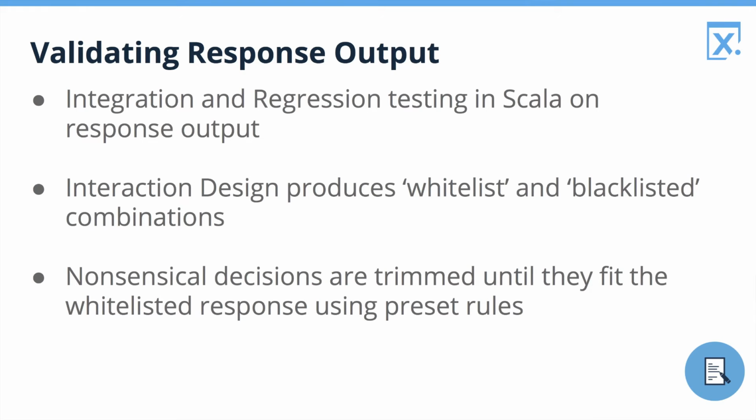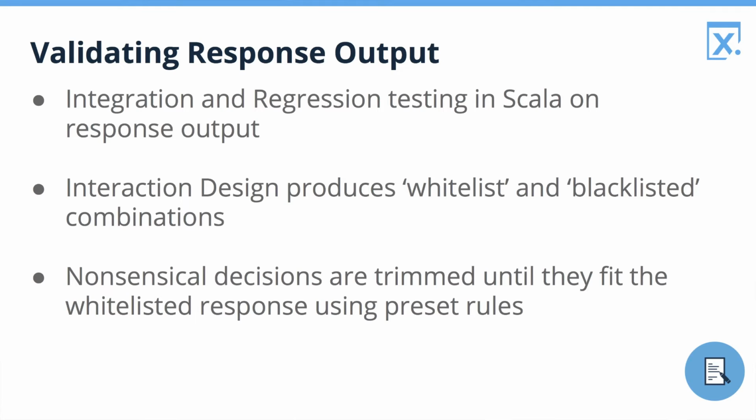So we have a lot of different kinds of validation on our response output in addition to our type-safe checks. We have integration and regression testing in Scala. There's another open source library called, I think it's just called diff, that helps you actually visualize the difference in your output. So you can compare two versions of the application against one another and visualize the difference in all of the data structures and all of the responses that get passed on to the user.